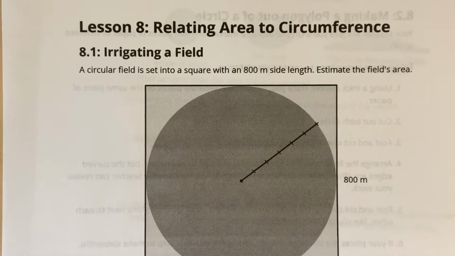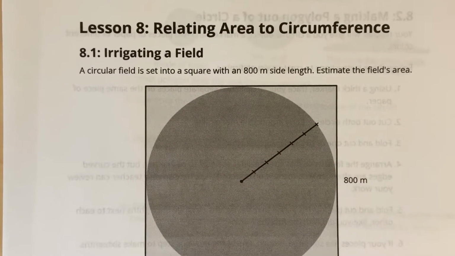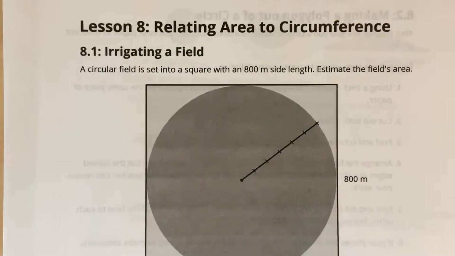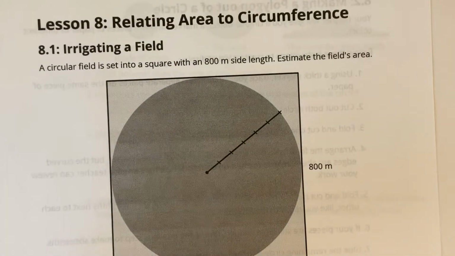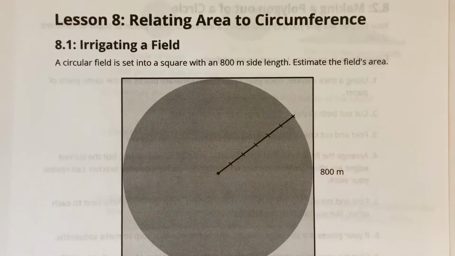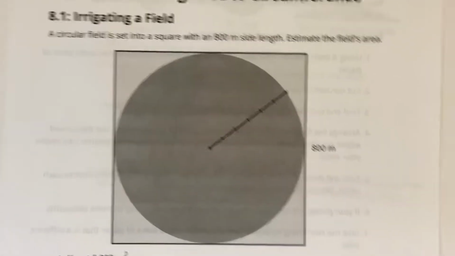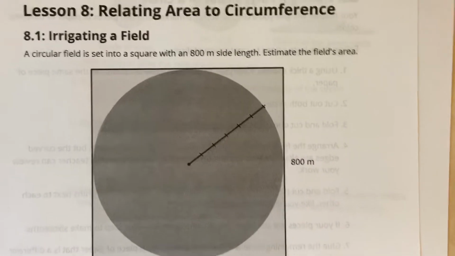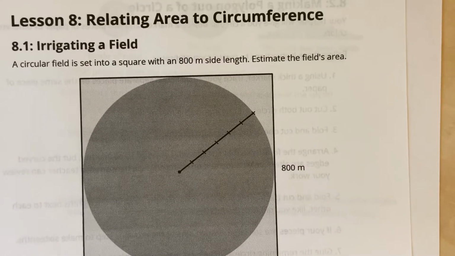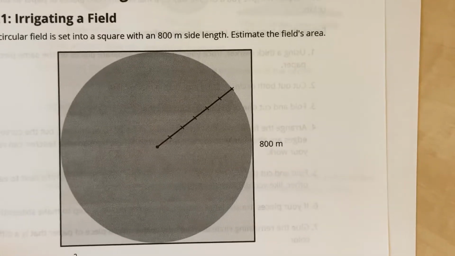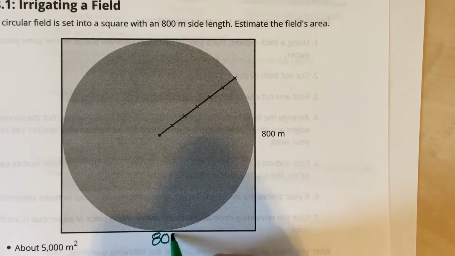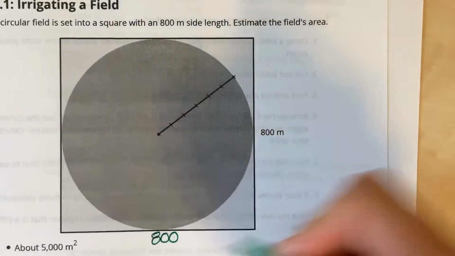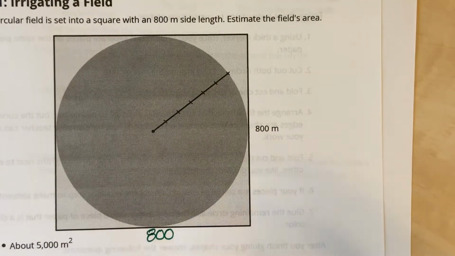Hey everybody, welcome back. Today we're going to work on area of circles, but I want to show how other shapes also compare to where the area of a circle comes from, how you figure it out a little bit, okay? So if I looked at this picture right here, what it's asking me to do is to estimate the field's area. It's saying it's set in a square, estimate the area. So if this is 800, that means this is 800, right? So if I found the area of the square, it's got to be a little bit less.